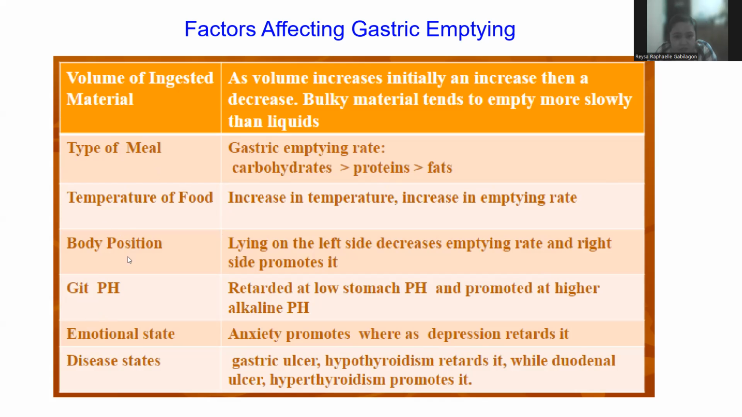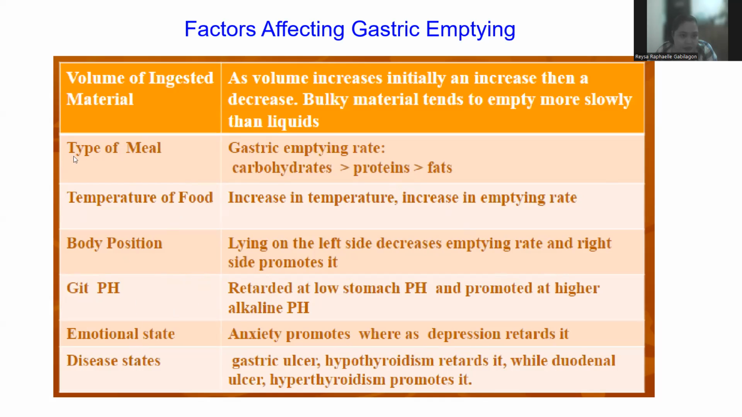GIT pH also: retarded at low stomach pH and promoted at higher alkaline pH. Okay, the more acidic our stomach is, the longer the gastric emptying time. And that's the vice versa for the alkaline pH of the stomach.